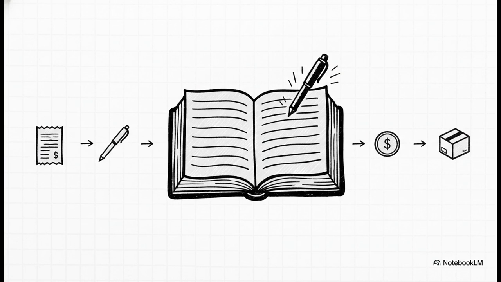Step 1. The journal. This is literally the business's diary. Every single transaction, every pen sold, every bill paid, gets written down here first in the order it happened. That way, nothing ever gets missed or forgotten.